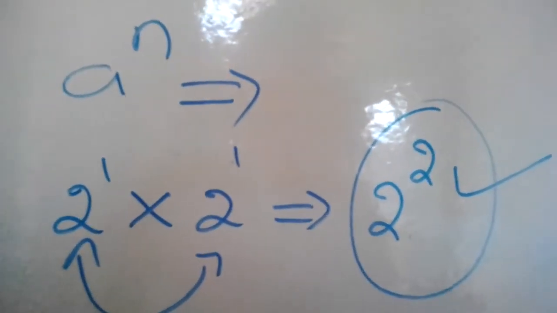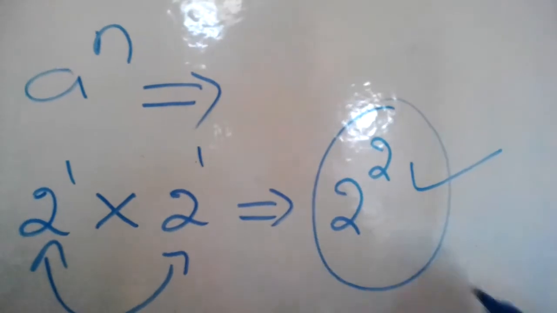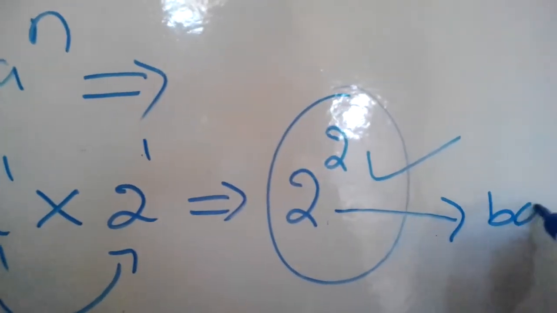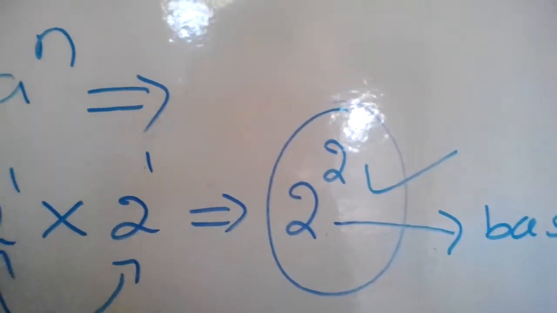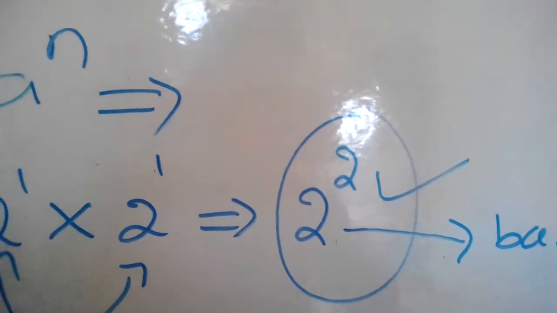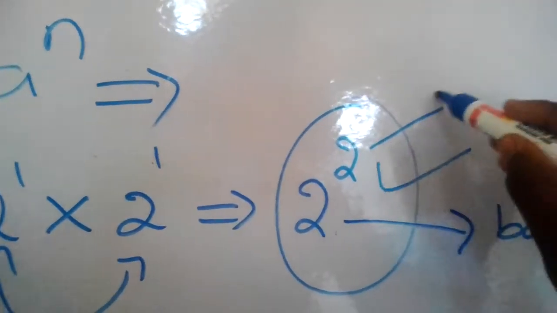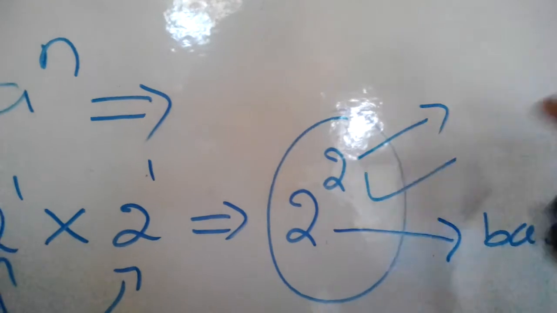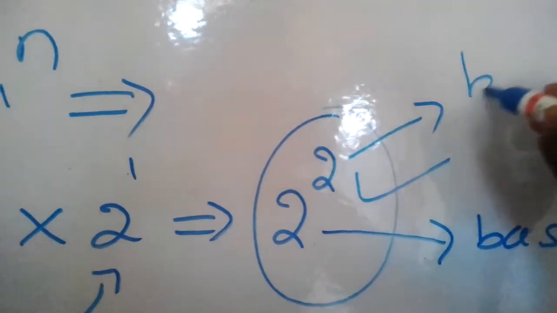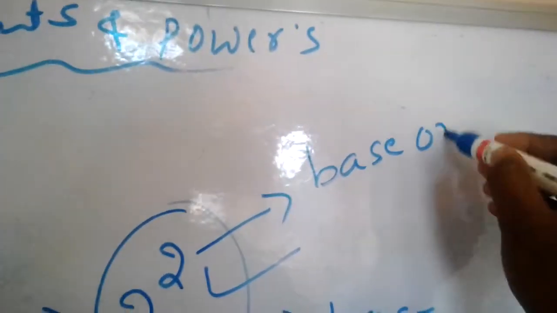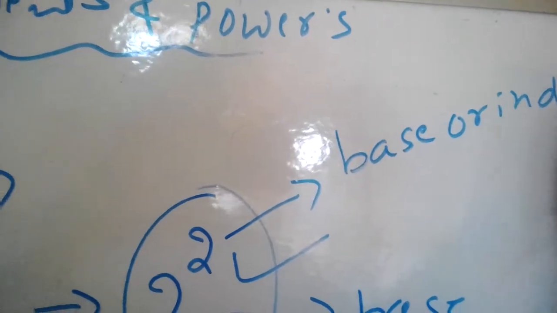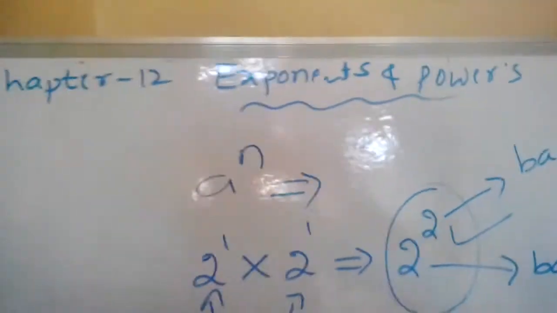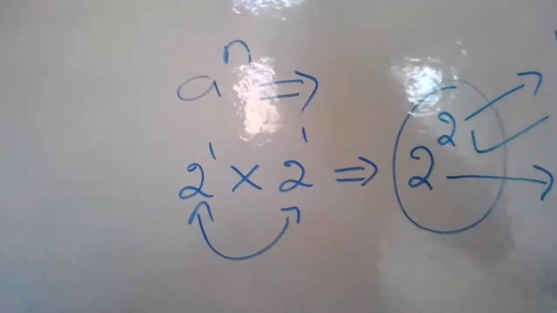The number being multiplied is called the base. This is called the base. The number which is multiplied by itself is called the base. And how many times it is multiplied is represented by the index or power. Clear? Understood? Once again I will explain the concept here.